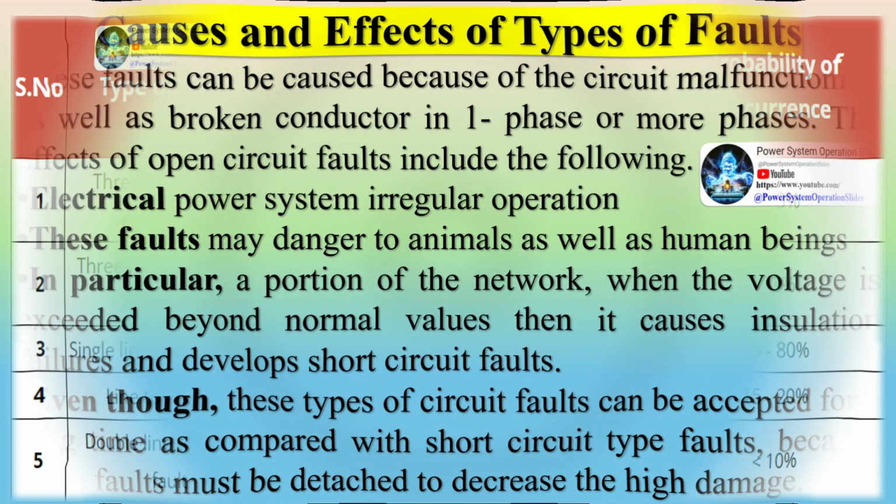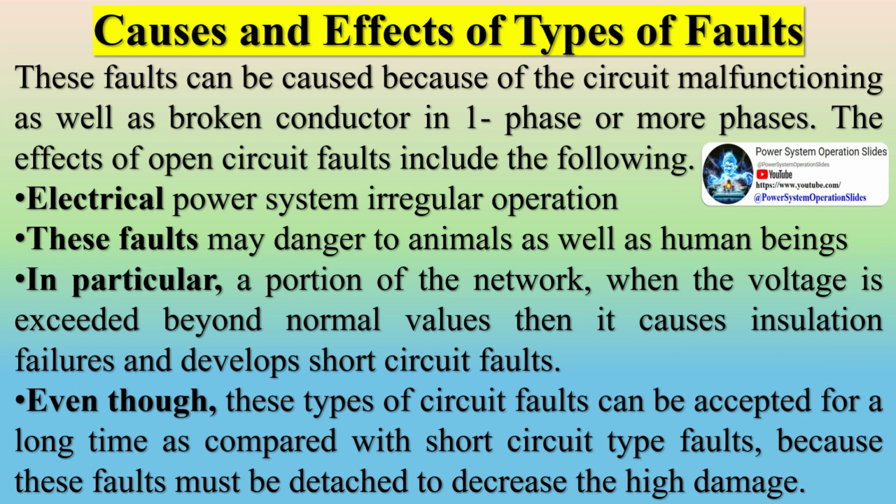Causes and effects of types of faults. These faults can be caused by circuit malfunctioning as well as a broken conductor in one or more phases. The effects of open circuit faults include the following. Irregular operation of the electrical power system. These faults may be a danger to animals as well as human beings.